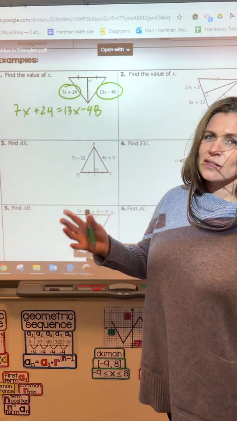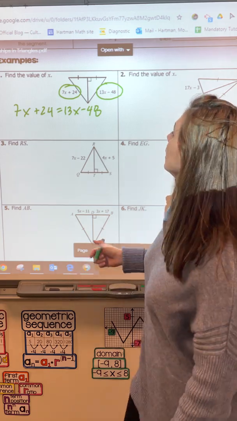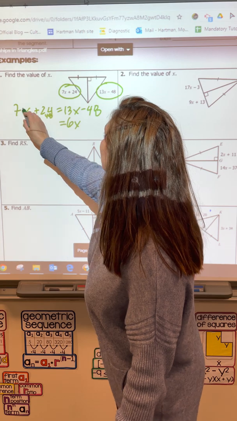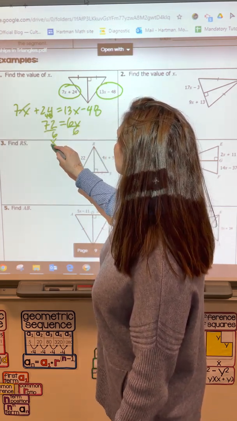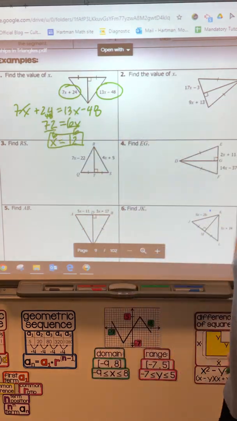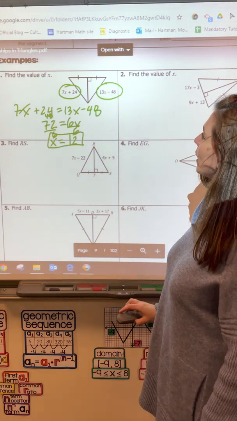And again, you guys know how to solve. Variable terms on one side, constant term on the other side, separate. So I know that I have 6x equals, that's going to be 48 plus 24, and I get 72. So when I divide both sides by 6, I get x equals 12. And make sure you're answering the question. So x equals 12. Okay?